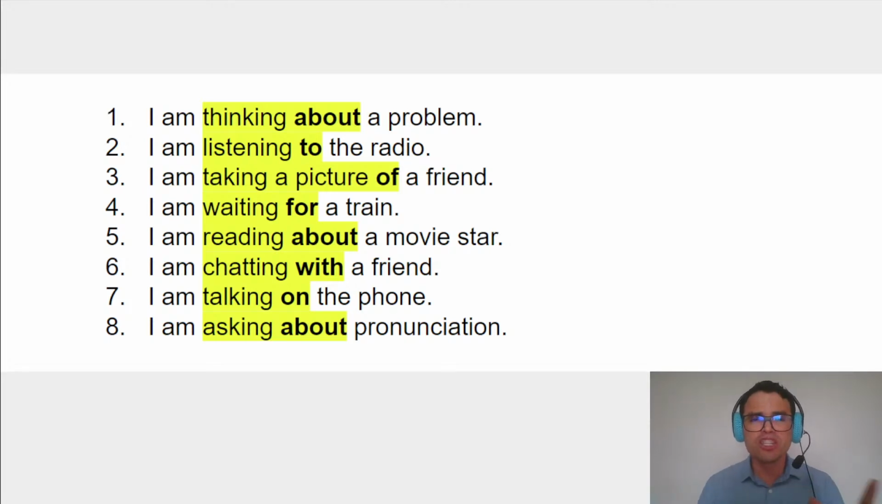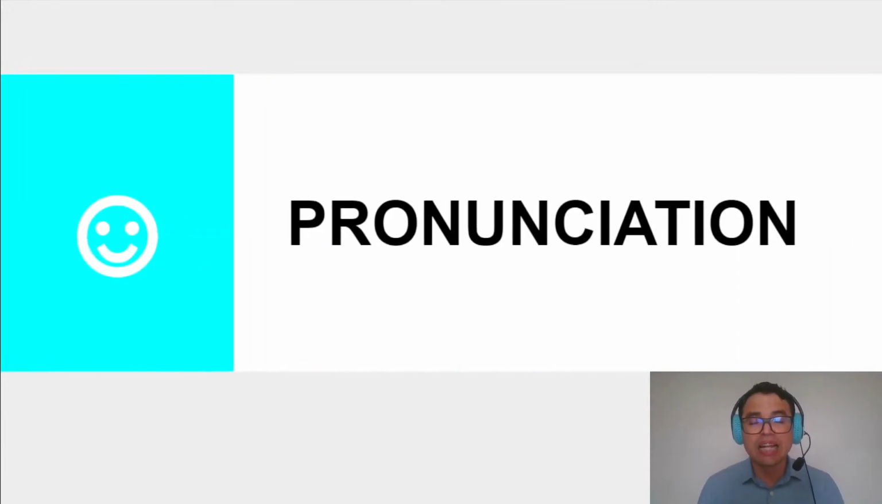Cool. So what is the objective of this information? To remind you of the importance of using the right prepositions when you are talking about what you are doing. So memorize this information. Think about, listen to. Number three, take a picture of. Number four, wait for. Number five, read about. Six, chat with. Seven, talk on. Eight, ask about. Cool. Let's pay attention to our pronunciation.